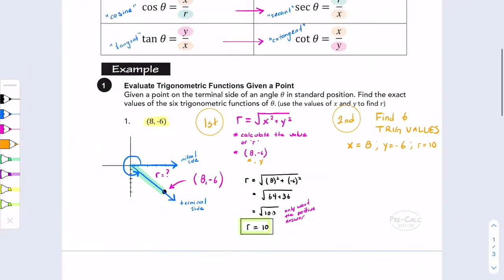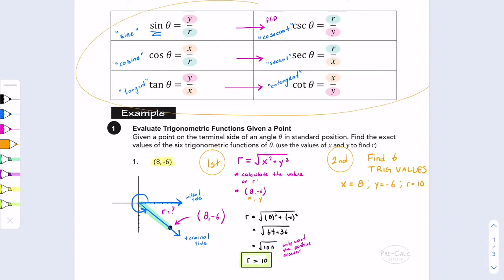So to find the 6 values, we're going to use this table above. It tells us exactly what to do. At this point, it's really just plugging in your values and simplifying. So the first one, I always start with sine. I go right in the same order as this table. So sine of theta is found by y over r, which in this case is equal to negative 6 over 10, which simplifies to negative 3 over 5. That's your first solution.